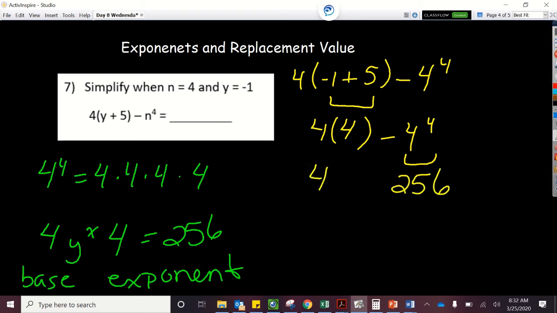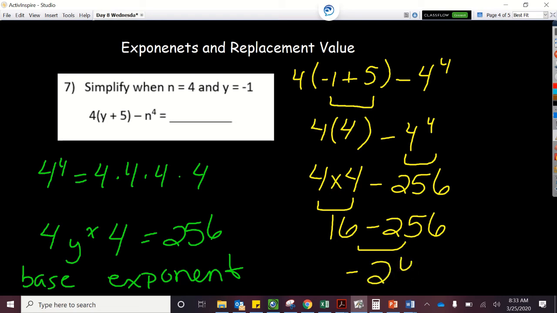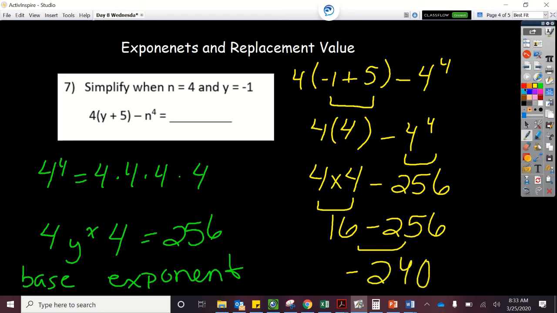So I have 4, and you can use the parentheses to show multiplication, or you can switch it to that traditional times symbol, whichever. So I have 4 times 4 minus 256. So at this point, I can do 4 times 4, which is 16 minus 256. Again, I've given you some negative numbers for your answers here. Don't be necessarily scared of them. So 16 minus 256 is going to give you negative 240. So that's what you would have in the answer blank.